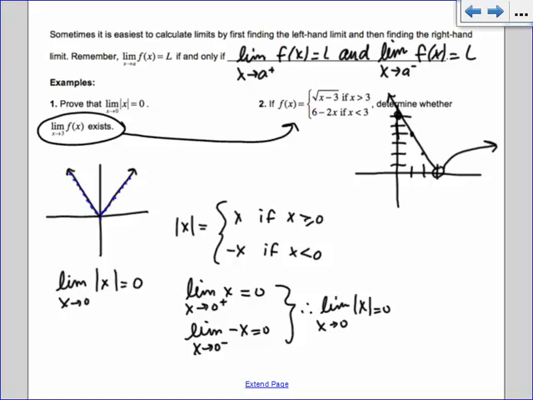Does the limit exist? Yes. So even if it's an open circle, as you trace your fingers from the left and the right and go towards x equals 3, do you see how they're all going to 0? So that is the limit. So the limit as x goes to 3 of f of x is equal to 0. That's our answer.